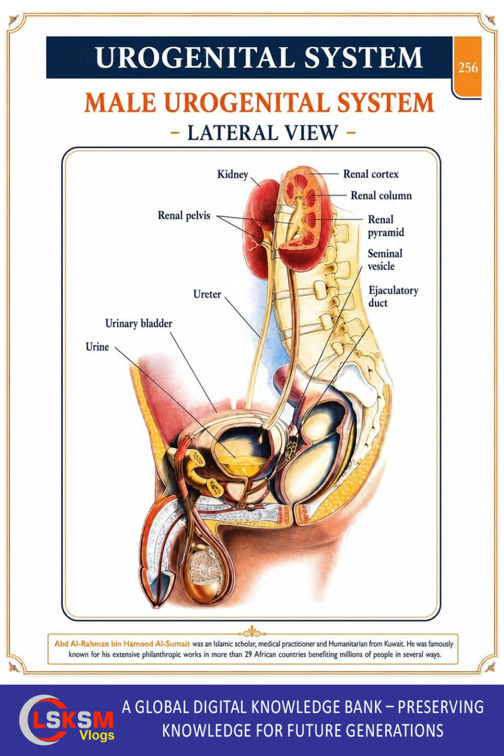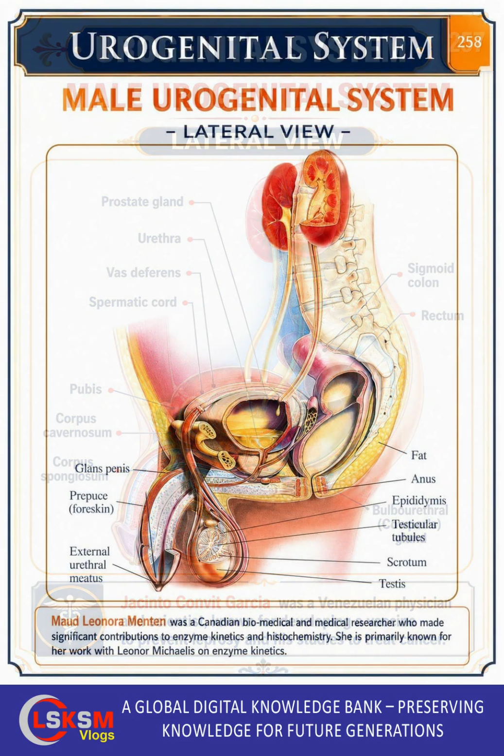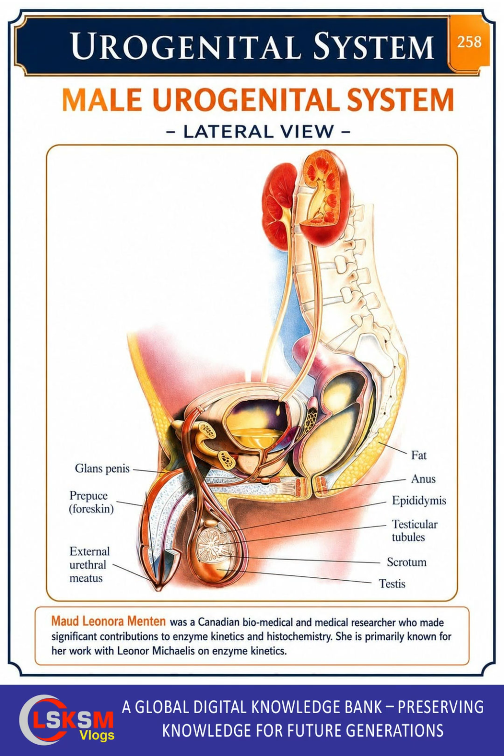Male urogenital system, lateral view. Shows the male urogenital organs from the side of the body. It provides a clear understanding of their depth and anatomical position. Highlights the bladder, prostate, urethra, and penis in profile. This view explains how these organs function together. Illustrates the internal arrangement of the male urinary and reproductive systems. It helps visualize the connection between different organs.